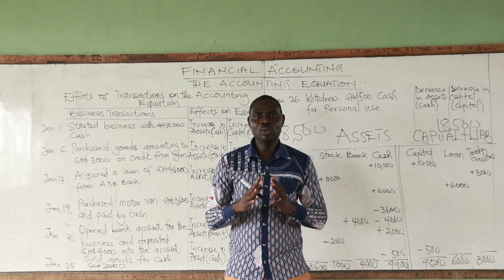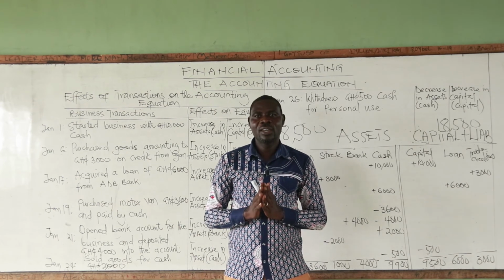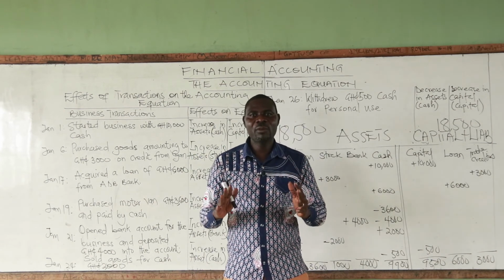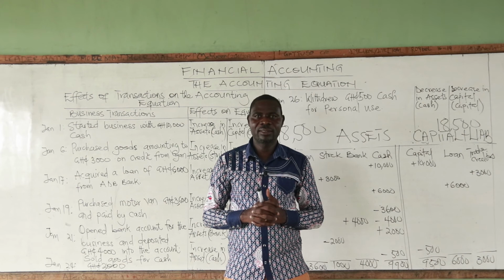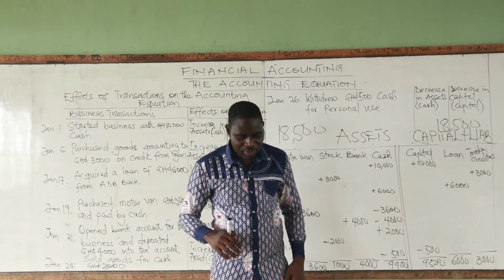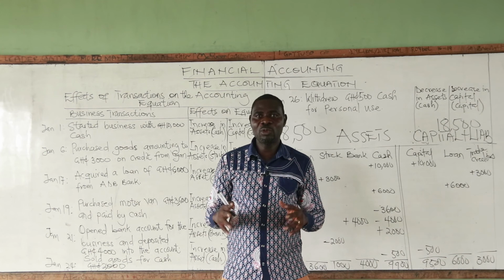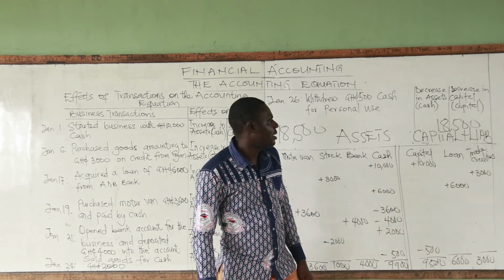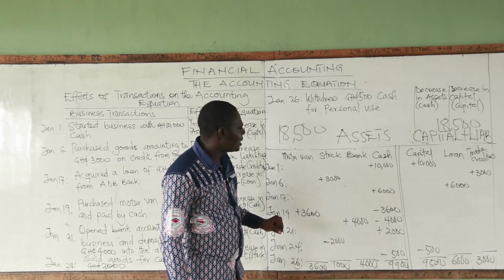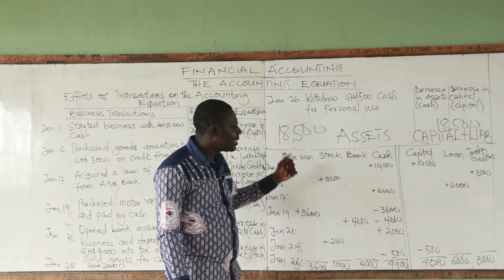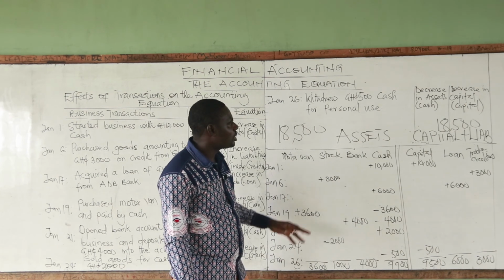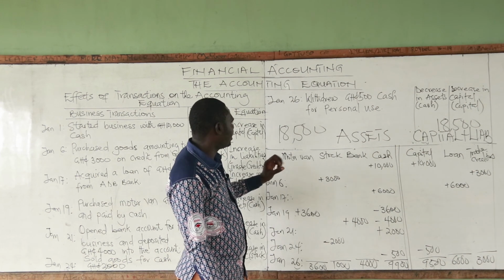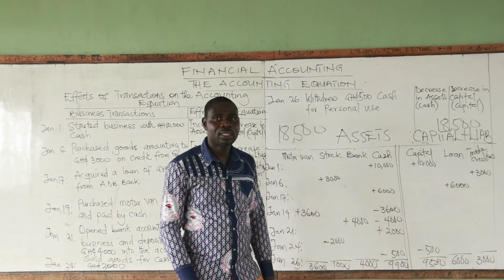Now, we are going to look at the effect of accounting transactions on the balance sheet. We are going to look at how the balance sheet will look when accounting transactions happen in the year. We still have to prepare the balance sheet. So we are using the same illustration. As we can see here, the balance sheet is made up of three elements: asset, capital, and liabilities. Okay, so let's look at how the balance sheet will be presented as far as this illustration is concerned.